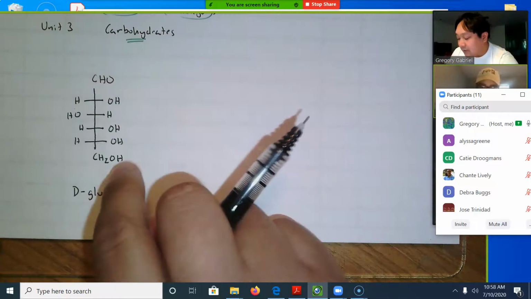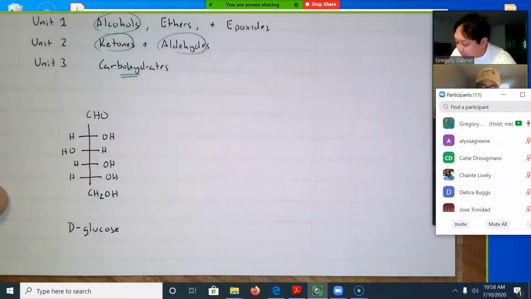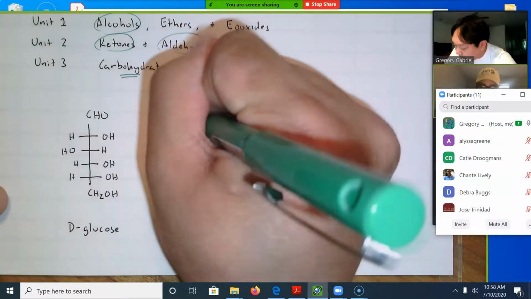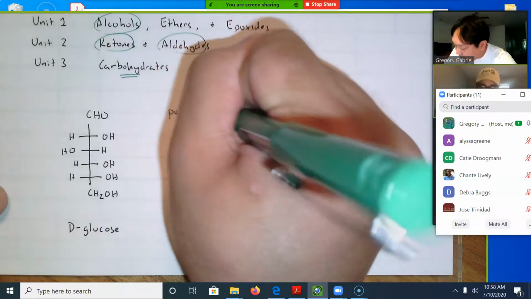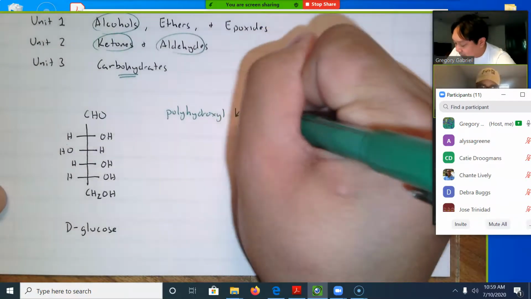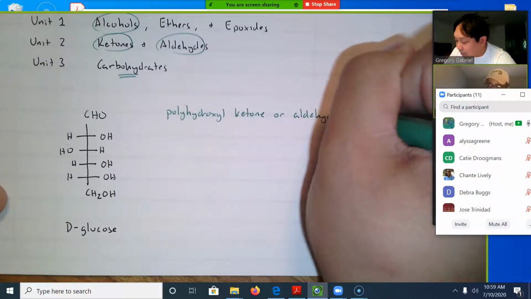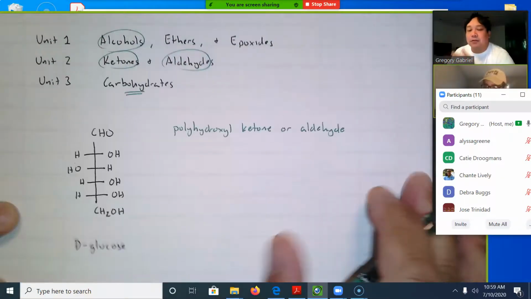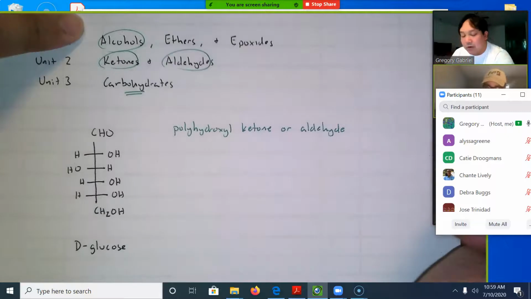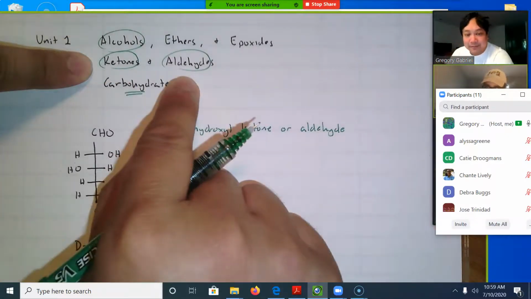So you have this D-glucose. Does it fit the definition for a carbohydrate? Polyhydroxyl ketone or aldehyde. That's why we're doing carbohydrates right now, because you've learned all of these reactions with alcohols. You learned all of these reactions with ketones and aldehydes.